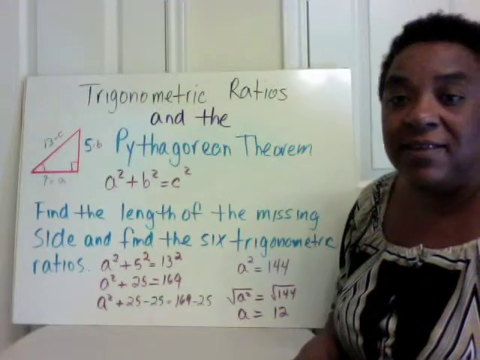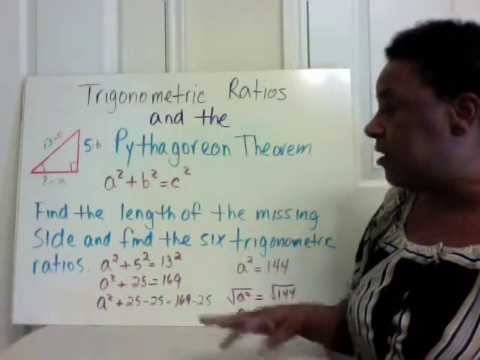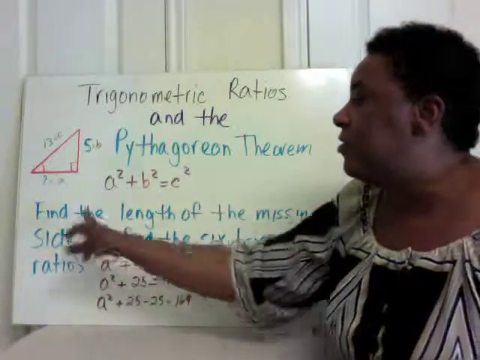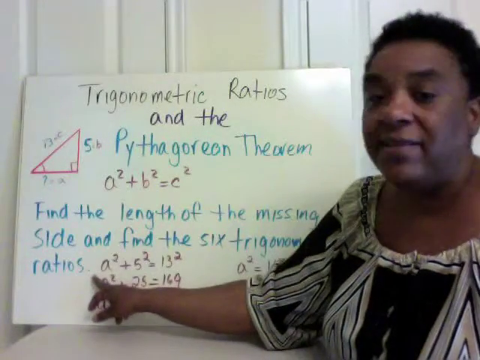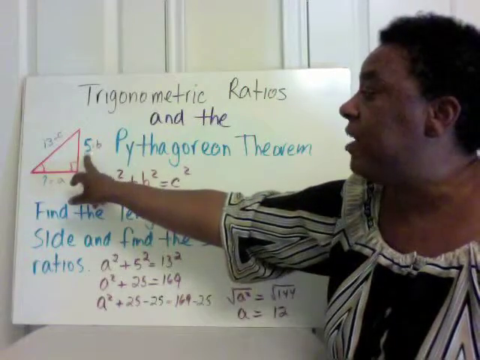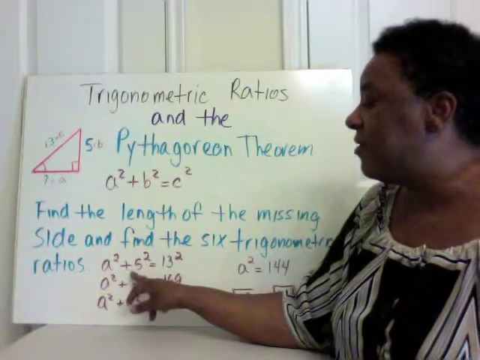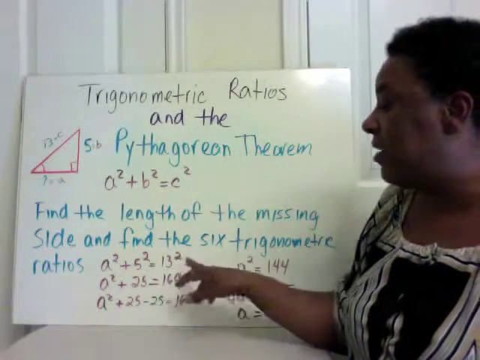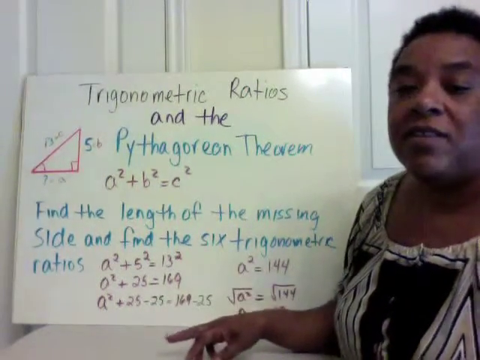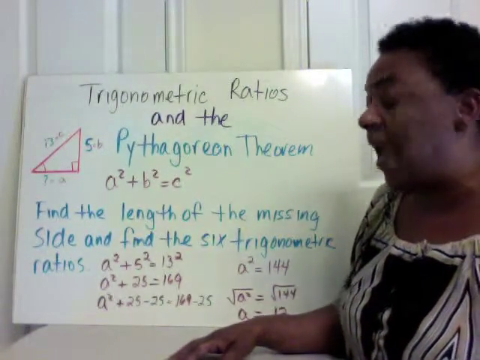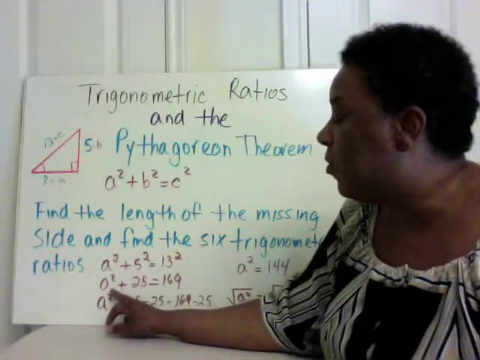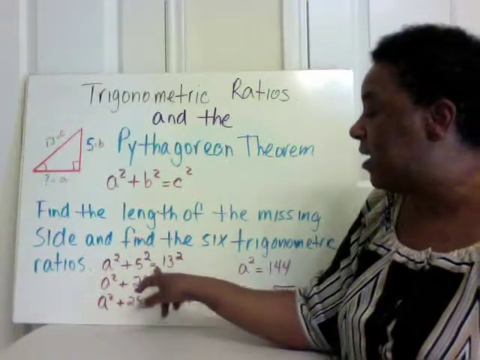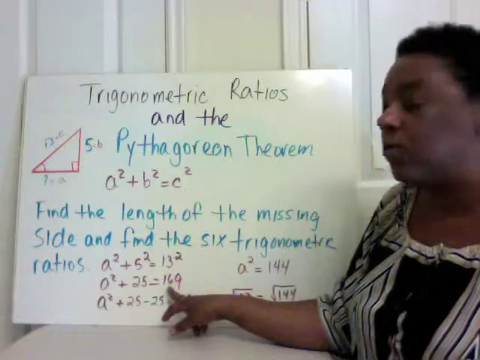So to find the missing side, we can substitute the information we have into the Pythagorean theorem. So we're missing a, so we write a squared. We know the length of one of the sides, so that's 5 squared. And we know the length of the hypotenuse, and it's 13 squared. So using a little bit of algebra, we have a squared plus 5 squared, which is 25, equals 13 squared, which is 169.